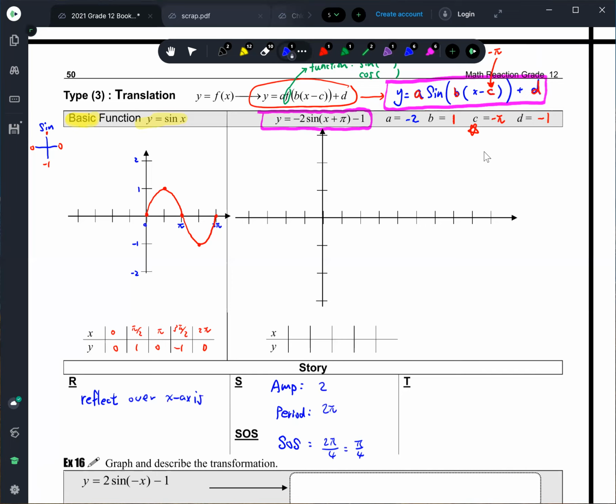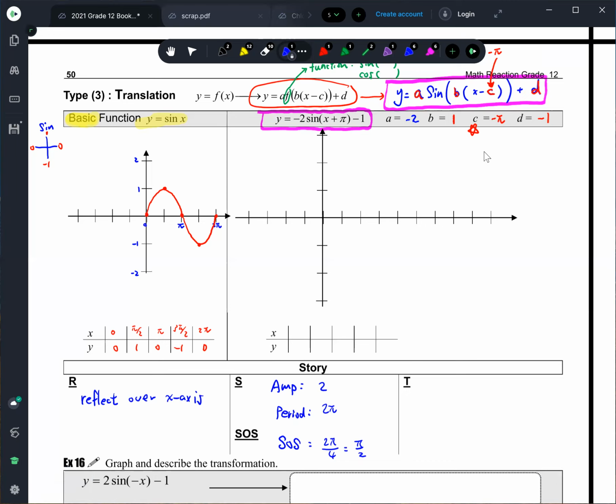Now to get a translation, we cannot do the table of values yet. Wait, Jason, yeah, if it's 2 pi over 4, shouldn't it be pi over 2 instead of pi over 4? That's correct. You're paying attention, good job.